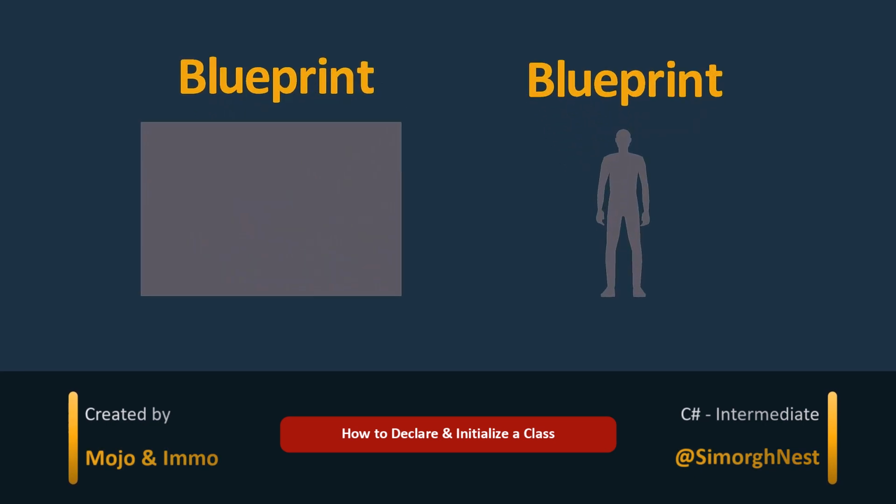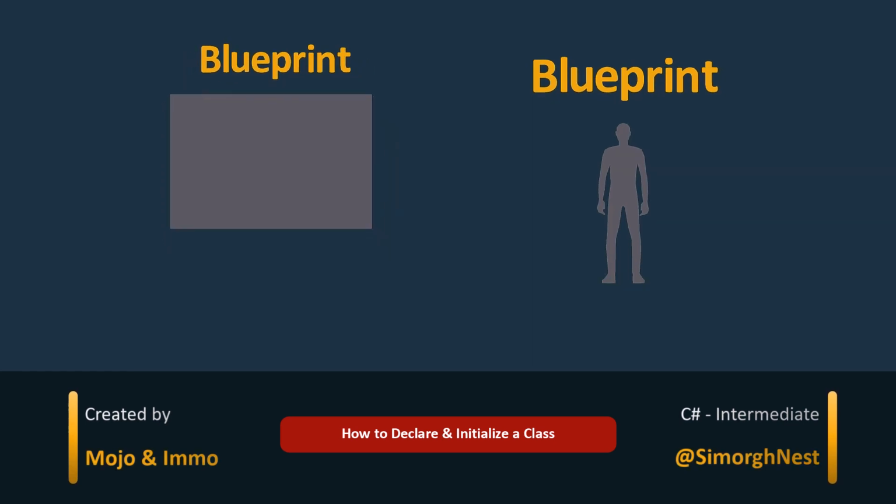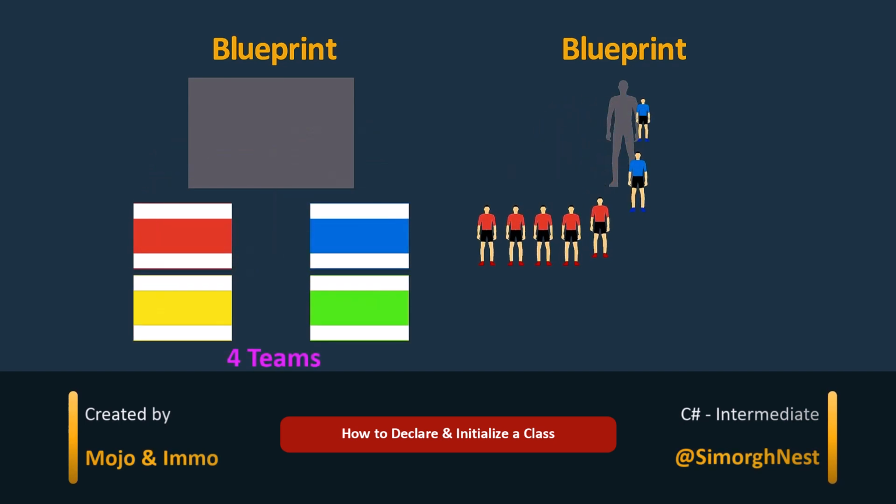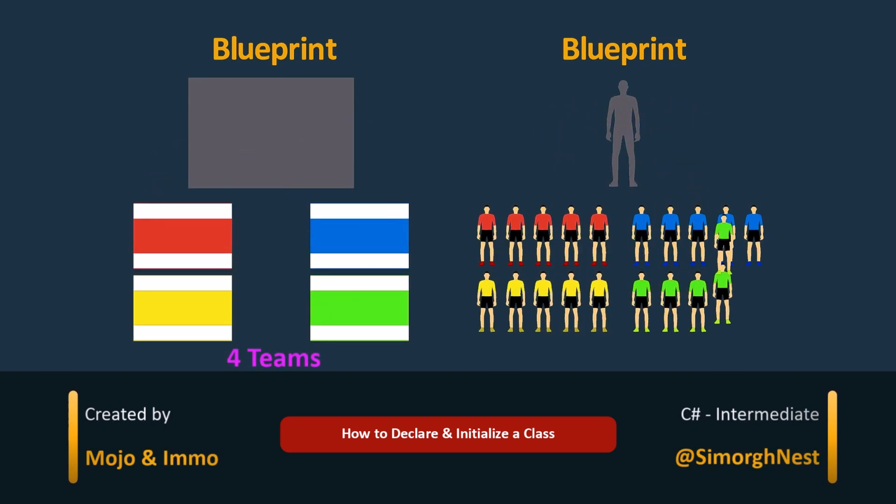To create these objects, we should start by defining 2 templates or blueprints for teams and players. From these 2 templates, we can then generate all the necessary objects. In C#, a class acts as a blueprint or template that determines the structure of objects.